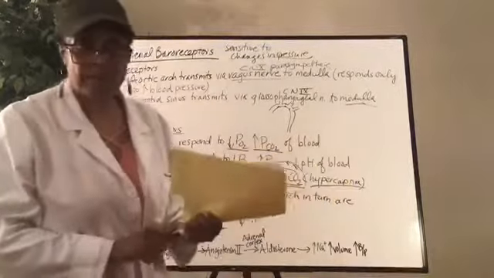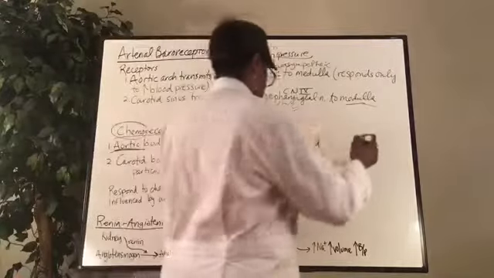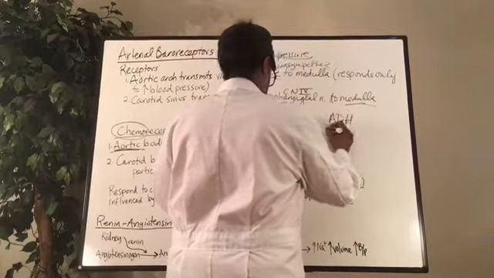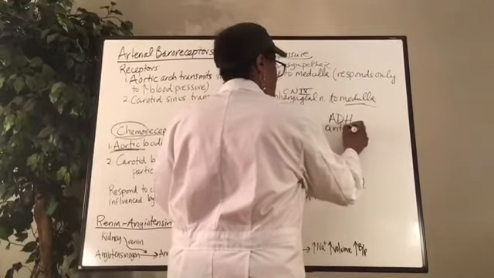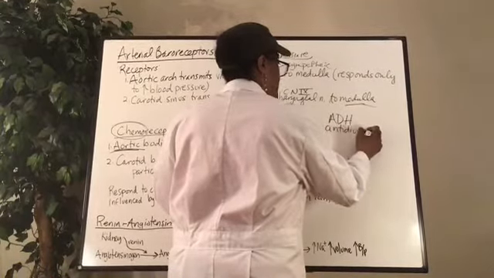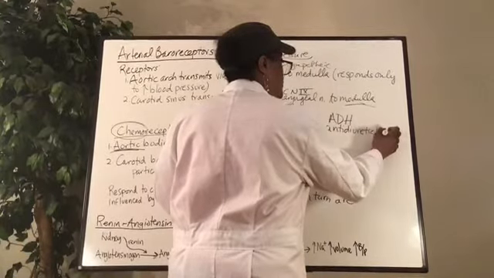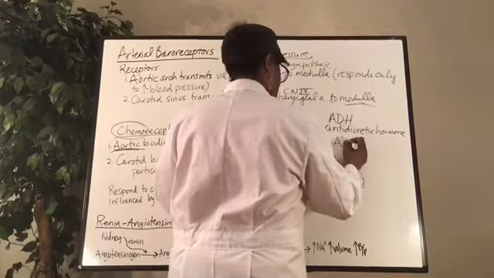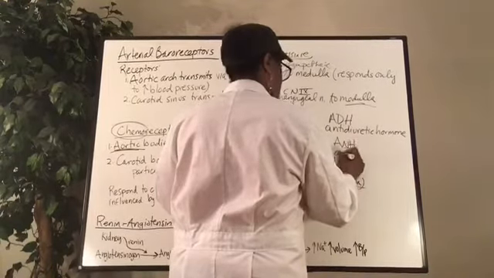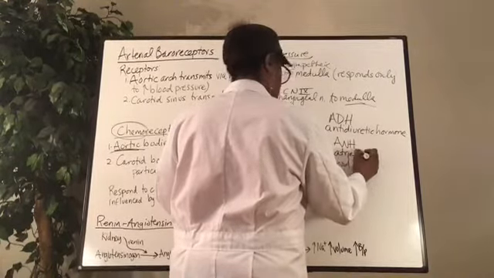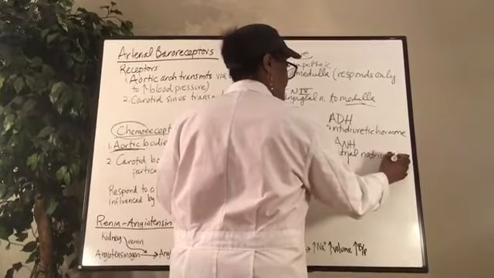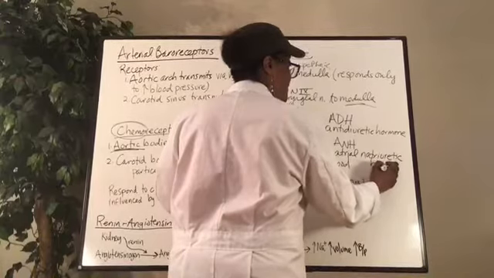I want you to remember these words too. ADH has to do with anti-diuretic hormone. And then ANH has to do with atrial natriuretic hormone.